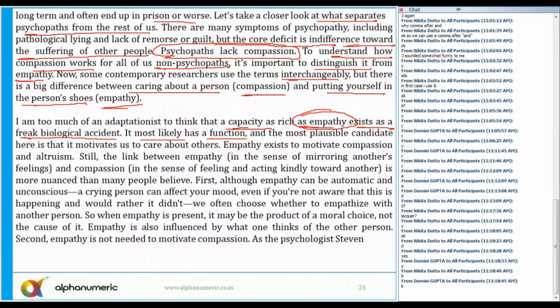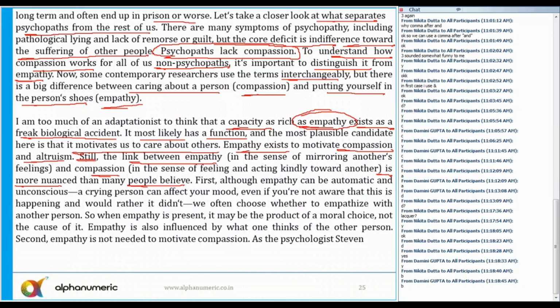Evolution has given us empathy because empathy has a function. It motivates us to care about others. Empathy exists to motivate compassion and altruism. If we did not have empathy, then probably we would not have compassion. Even though empathy motivates compassion, still the link between empathy and compassion is more nuanced than many people believe.